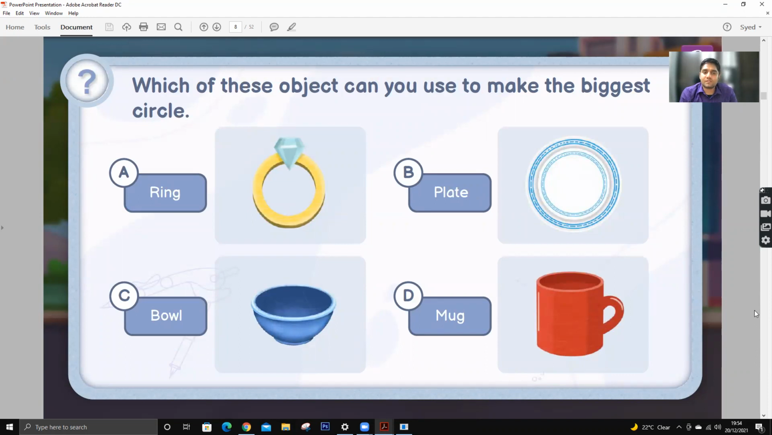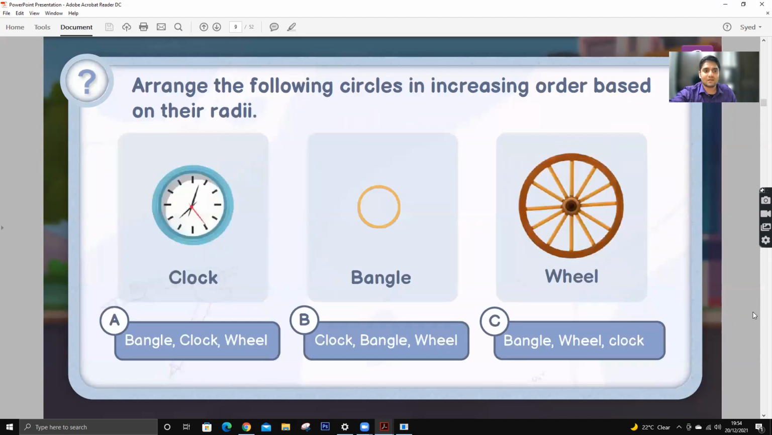Which of these objects can you use to make the biggest circle? So there are again some beautiful pictures out there. There's a ring, there's a plate, there's a bowl, and there's a mug, right? So can I have some answers, please? Well, the biggest circle is a plate. Good. Move to the next.